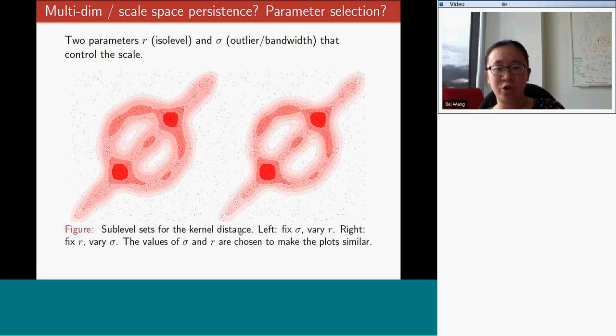What I'm showing here is an example, showing the sub-level set for the kernel distance. On the left, I'm fixing the bandwidth of my kernel and varying the sub-level set threshold. On the right, I'm fixing my sub-level set threshold and varying the bandwidth of the kernel. As you see, we were a little bit careful, so we chose the parameters so that they give almost identical visual effect. But there are still minor differences between these two. There might be a nice parameter selection with those two parameters.